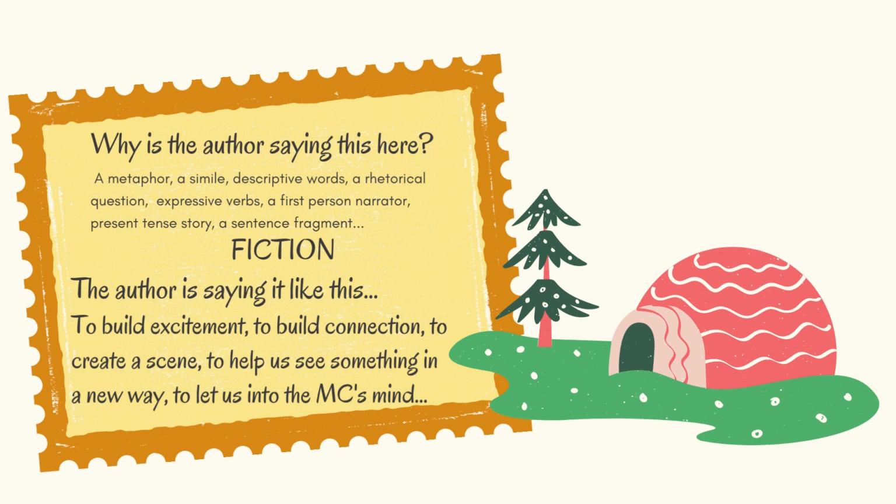You might say, well, these sentence fragments were used to build excitement, or this first person narrator was used by the author to build connection, or these descriptive words really created a scene. Or maybe this simile helped us to see something in a completely new way. You know, the use of a first person narrator often lets us into the main character's mind. So just be aware when you're talking about what work the author's done, just remember to also say why the author used those techniques as well.